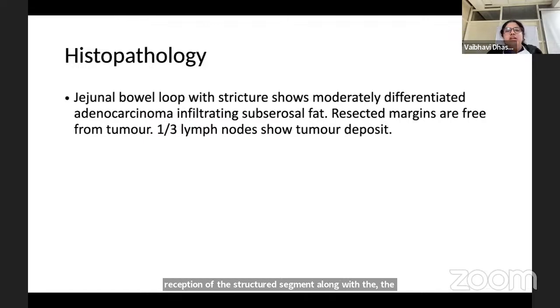The sample was sent for histopathological examination, and the jejunal bowel loop with the stricture showed a moderately differentiated adenocarcinoma, which was infiltrating the subserosal sac. The resected margins, however, were free, and one out of the 3 lymph nodes showed a tumor deposit. The patient was ultimately diagnosed as a case of adenocarcinoma of the small bowel, specifically the jejunum.